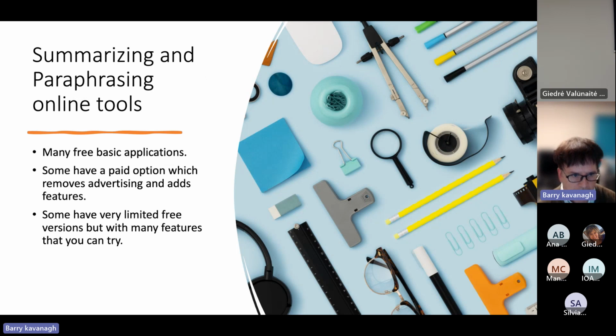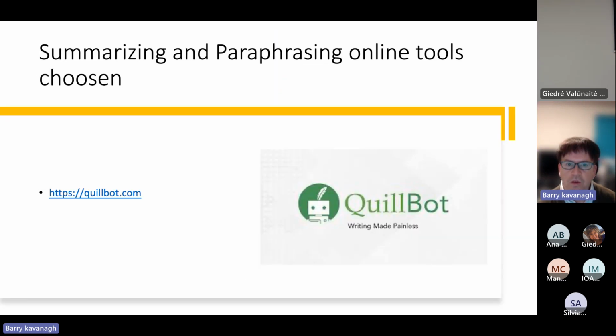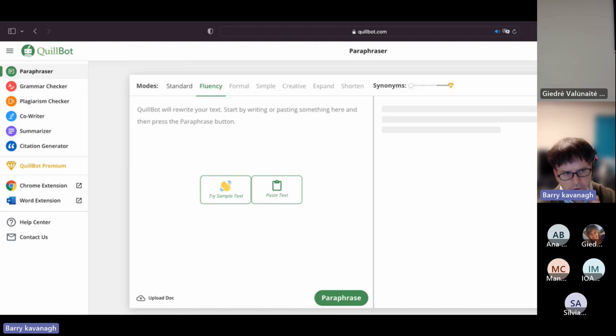So there are many AI tools used for summarizing and paraphrasing. Most of them are free, some of them are terrible, some of them are paid and better. So what I went with is one called Quillbot. This is free to an extent. So here is a screenshot.